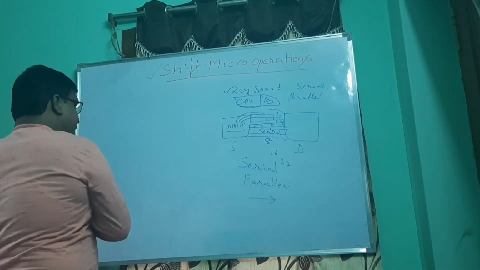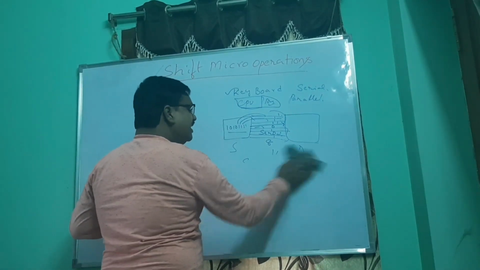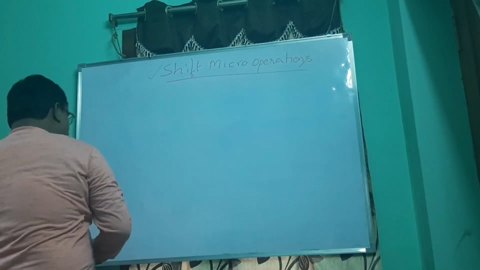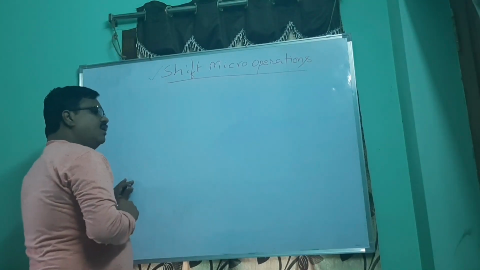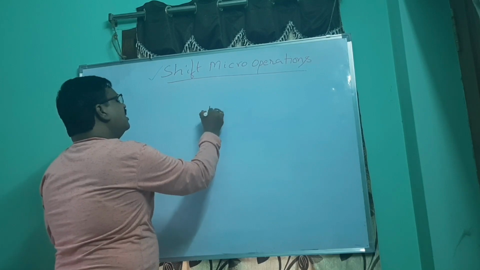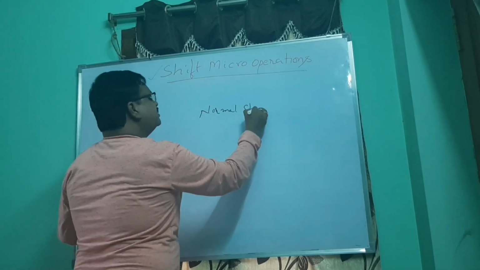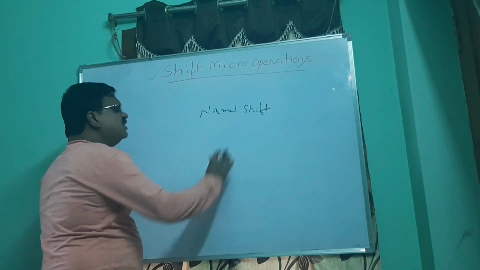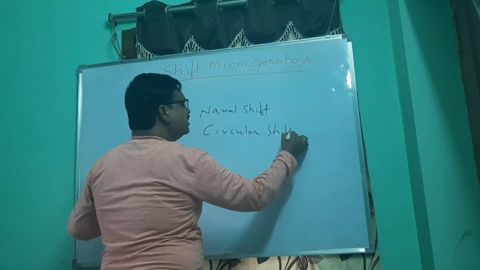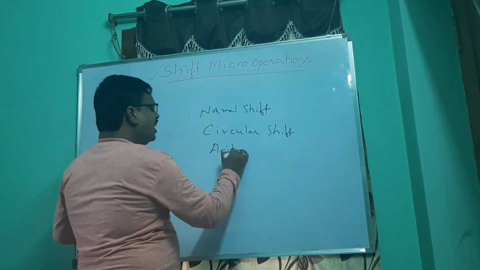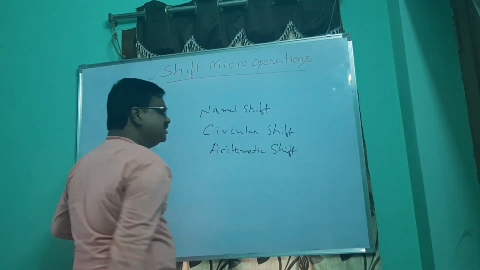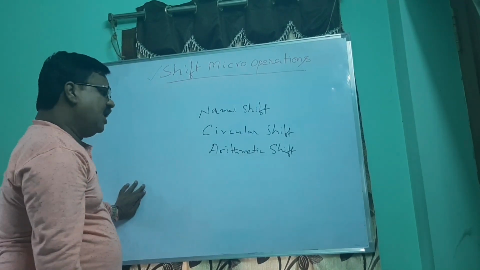How these shift micro operations work, and what the equivalent micro commands are, we will discuss in today's class. Actually, there are 3 types of shift micro operations. One is normal shift operations. Next, circular shift operations. Next, arithmetic shift operations.